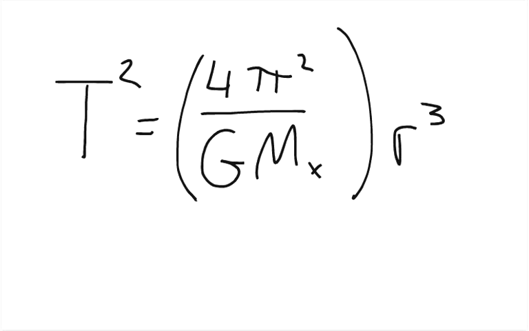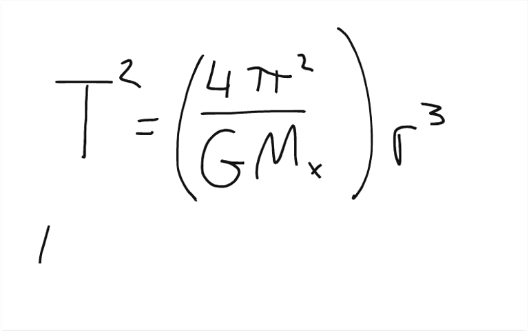The radius of the Earth is 6.38 times 10 to the 6th meters, and the mass of the Earth is 5.98 times 10 to the 24th kilograms. It wants to know the period in hours, the speed, and the centripetal acceleration. So here's what we have to do.